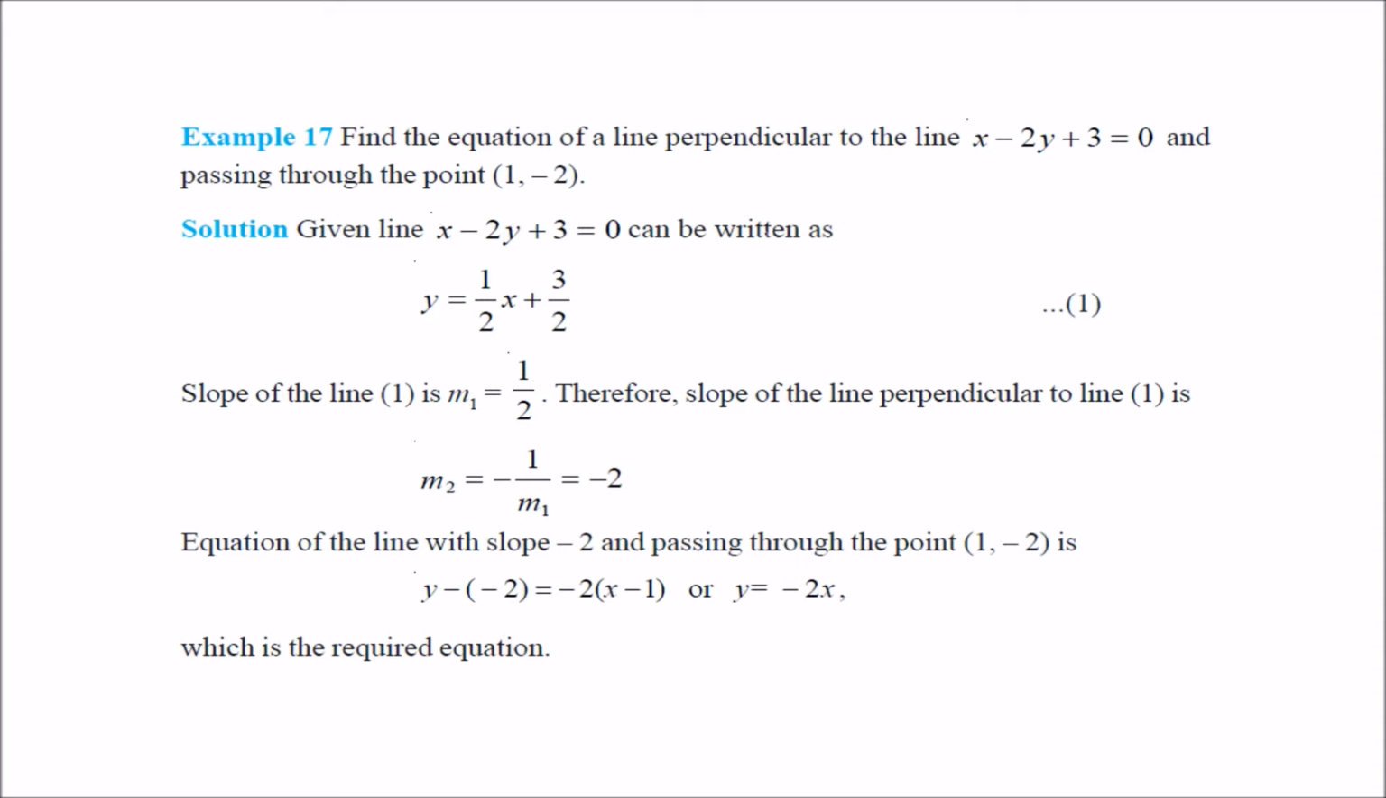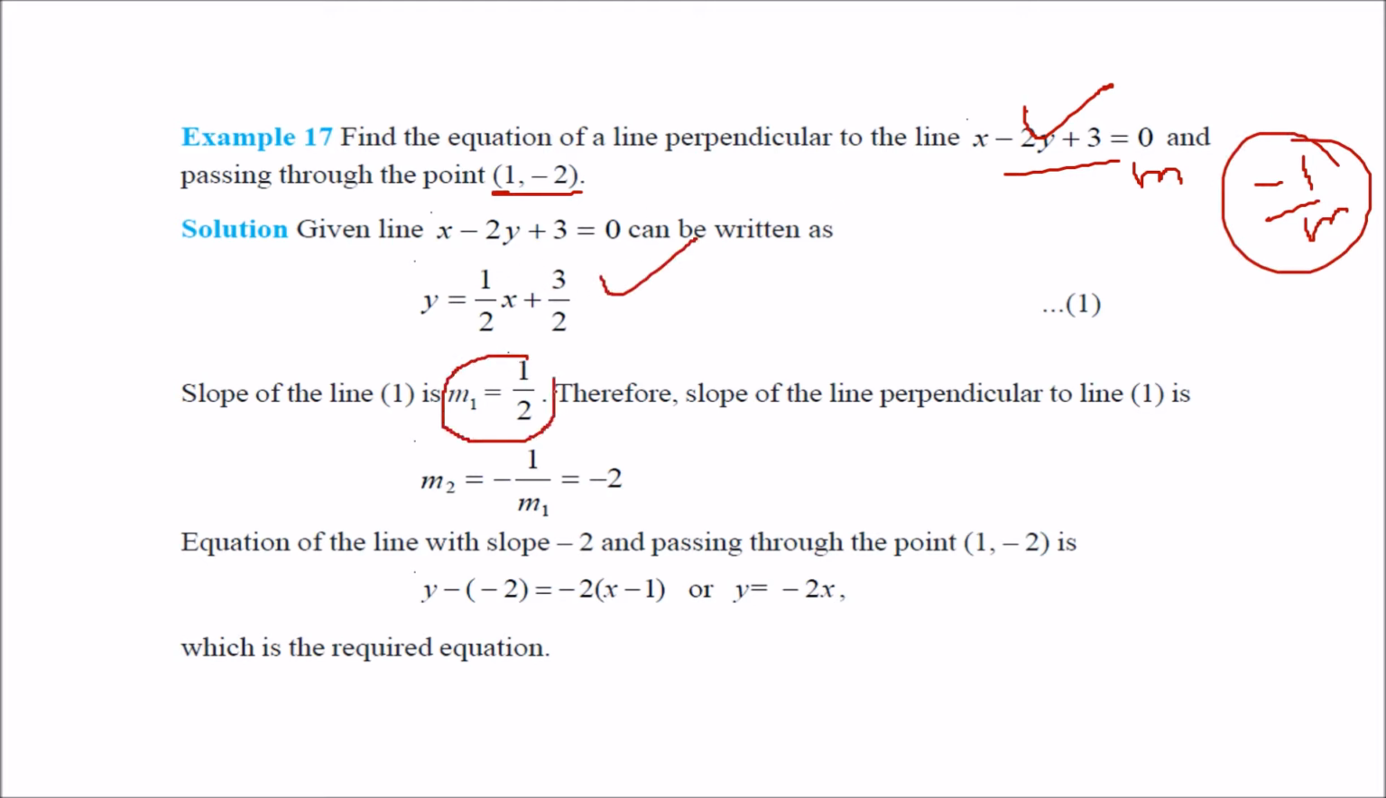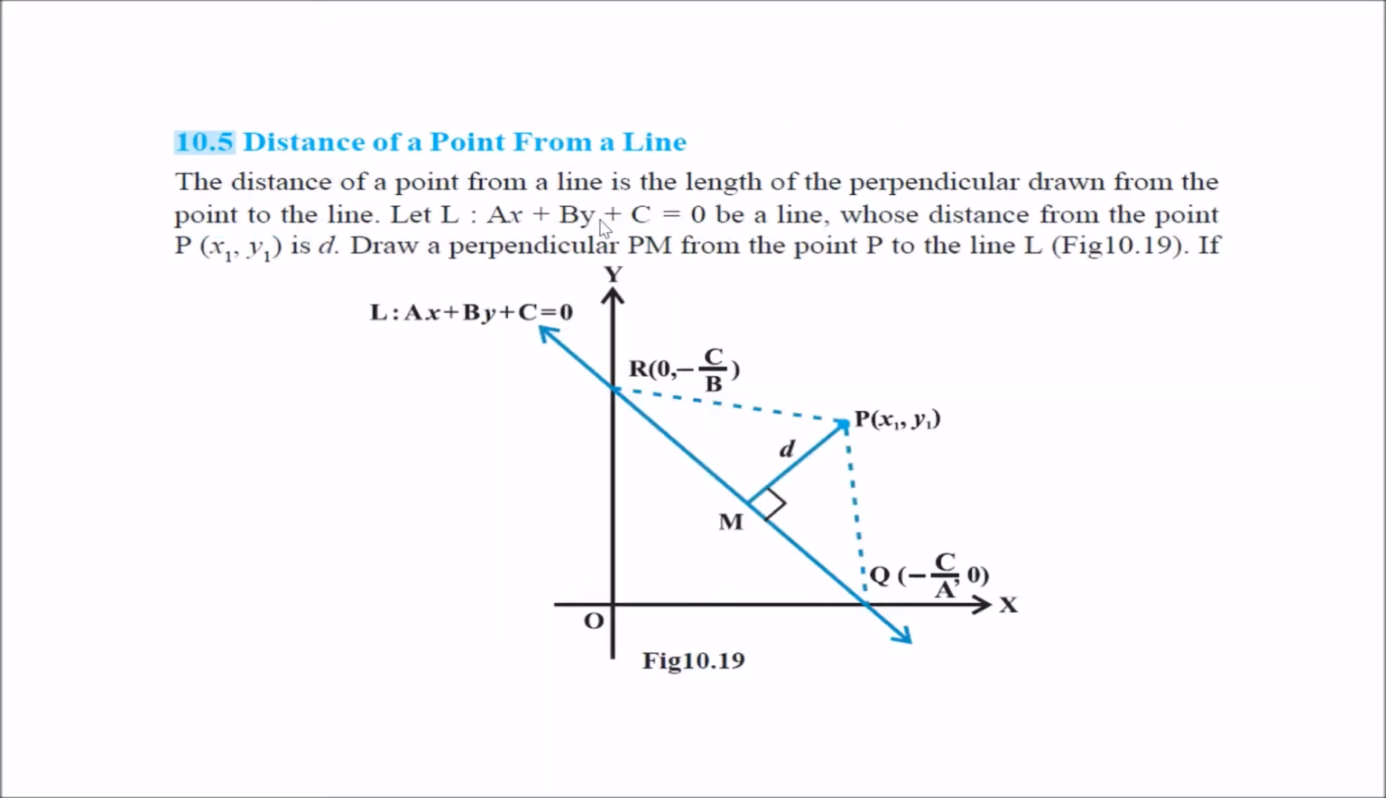Next is find the equation of a line perpendicular to this line and passing through this point. So this is your line. You can find the m, and you know the line perpendicular to this will have slope minus 1 by m. So we will find the m of this using y is equal to mx plus c. So m is actually half. So minus 1 by half is nothing but minus 2. So this is the m of the second line. And since it is passing through this point, we'll use y minus y1 is equal to m times x minus x1. This is your required equation.